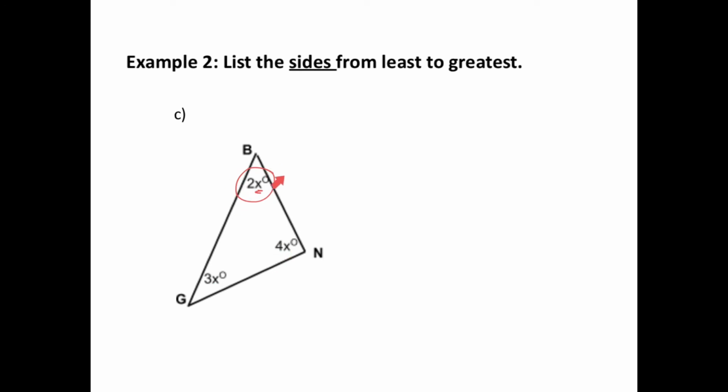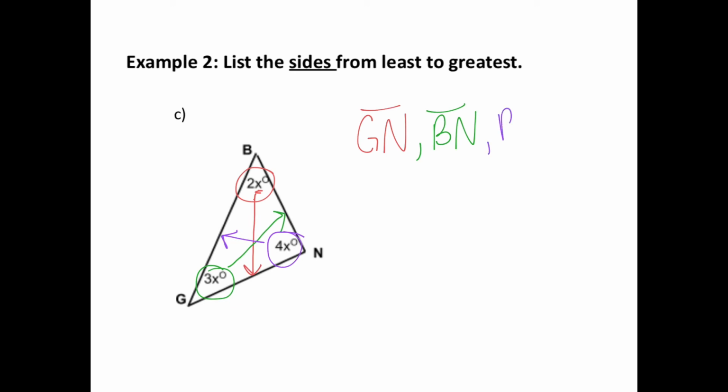Whatever the value is, because it's only being multiplied by 2, that's going to be the smallest side. So GN is going to be the smallest side. Then 3x is going to be the next smallest angle, so that's going to give me side BN. And then lastly, the 4x is going to be opposite the largest or the longest side, which is BG. So I don't actually have to go through and solve for the variable in this case because it's just being multiplied 2 times, 4 times, and 3 times.